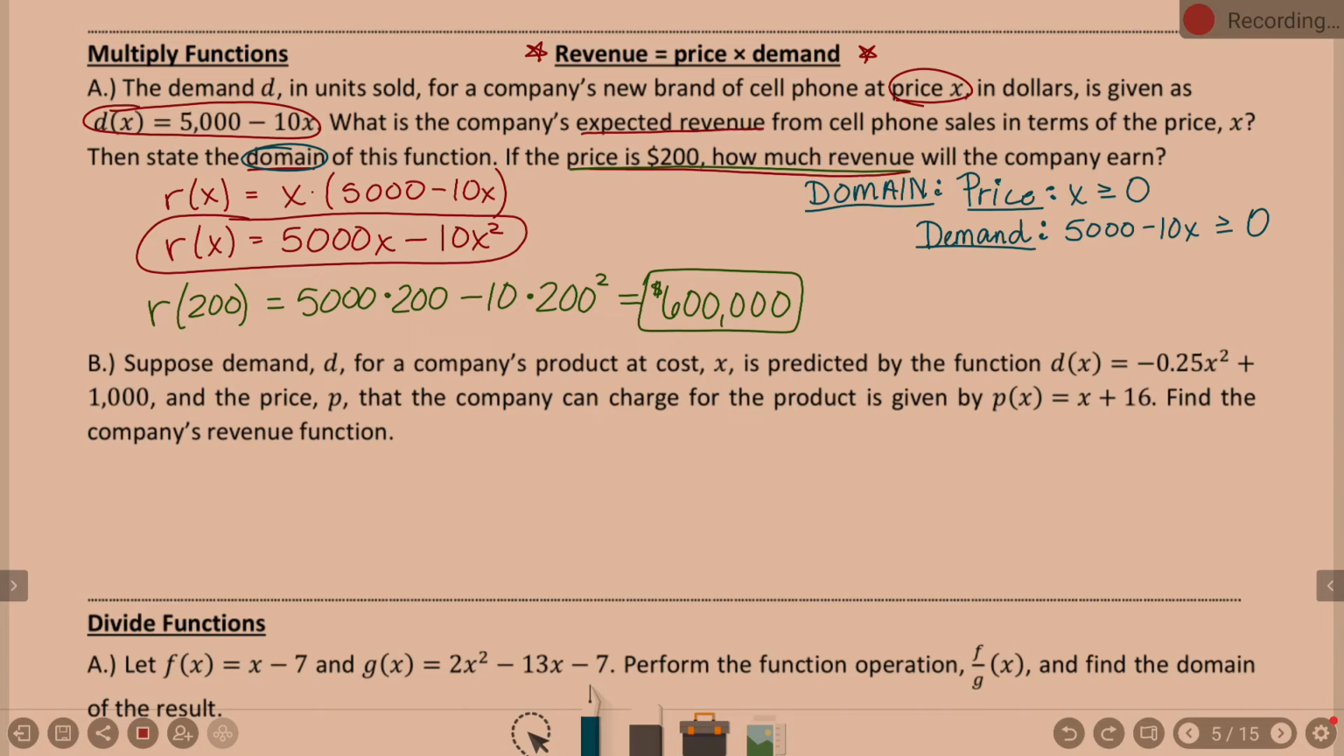Can you solve this with me so we can get an actual number here? If demand has to be positive, 5,000 minus 10x is greater than or equal to 0, how do you solve that? What's an option? Okay. One option would be to add the 10x over. That means you're trying to avoid negatives, aren't you? What's the other option?